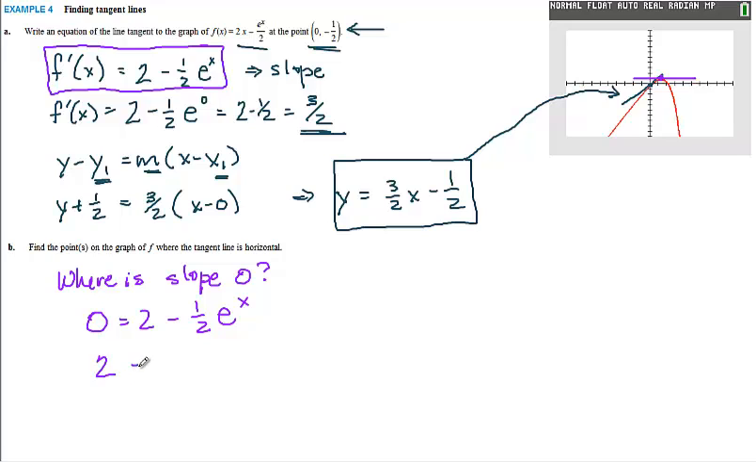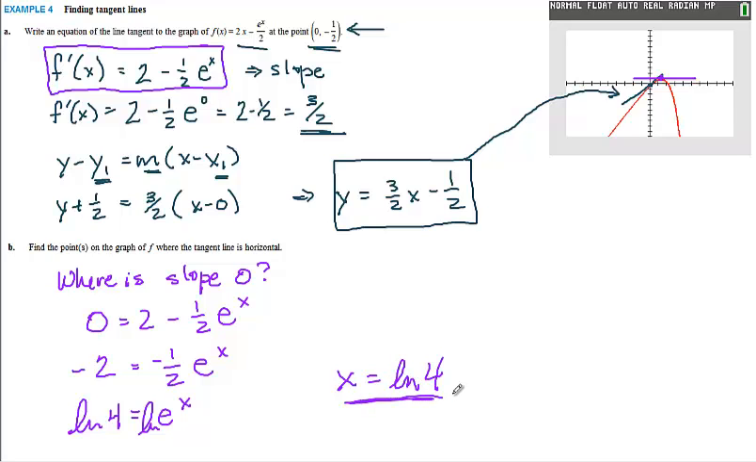Just finagling this around a little bit. 2 equals negative 1/2 e to the x. Multiplying, that would be 4 equals e to the x. And if I want the exact answer for this, I'm going to take the natural log of both sides, and I will get x equals natural log of 4. And that is the place.